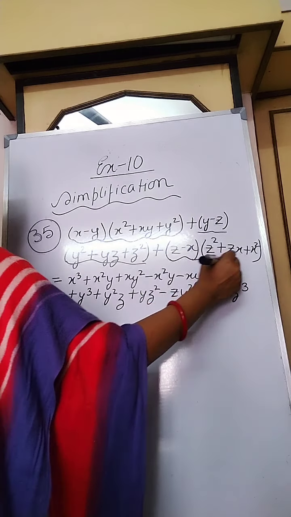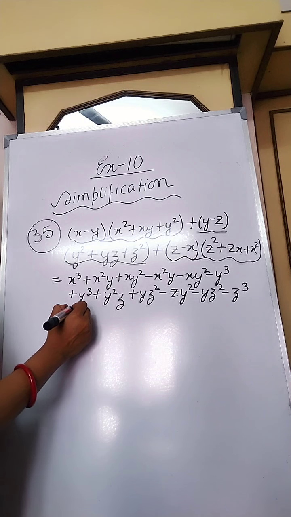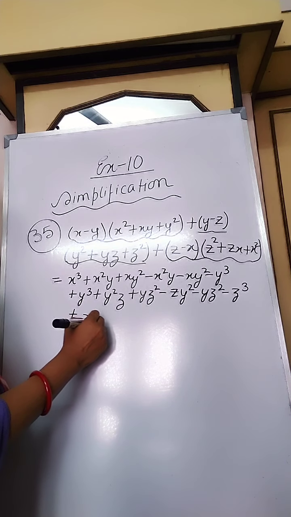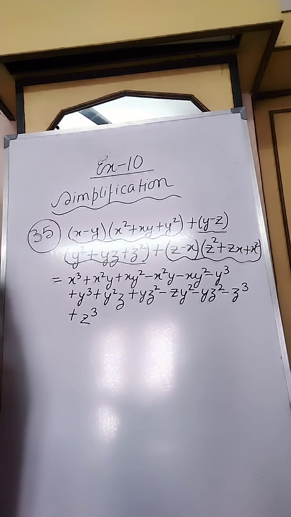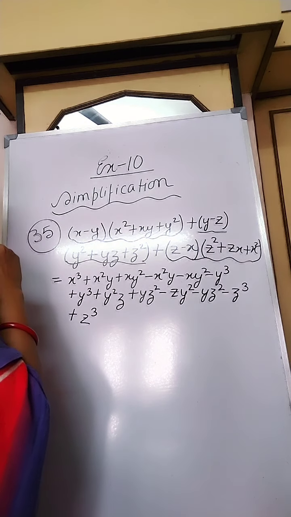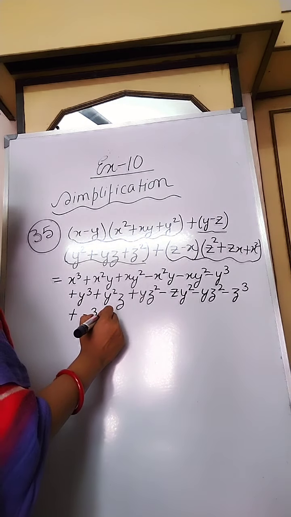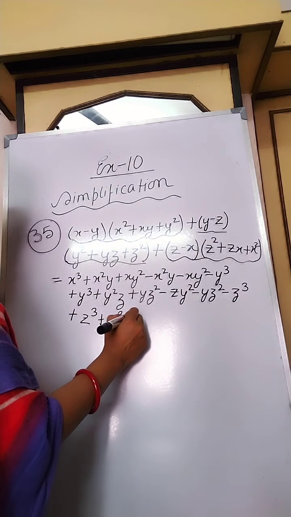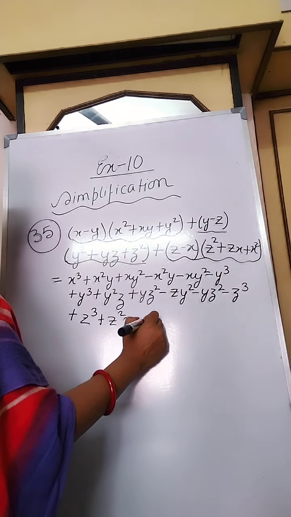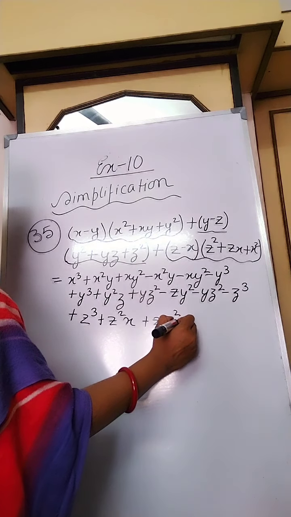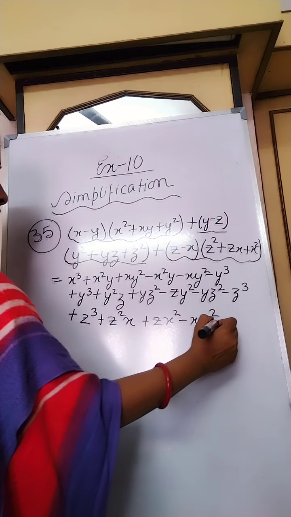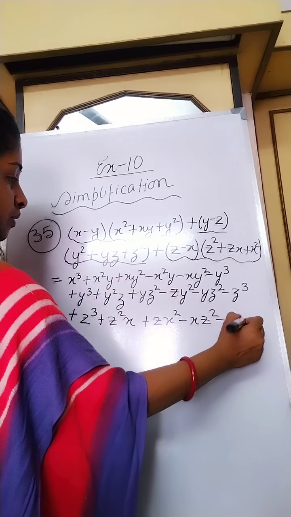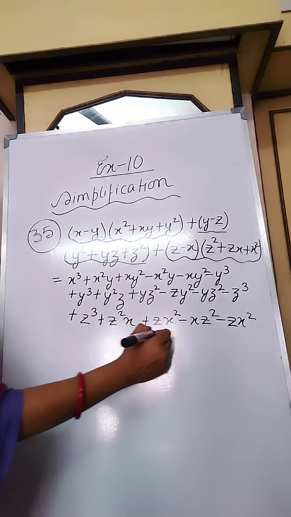Now we will multiply these, so it will be plus z cube plus z square x plus z x square, minus x z square, minus z x square, minus x cube.